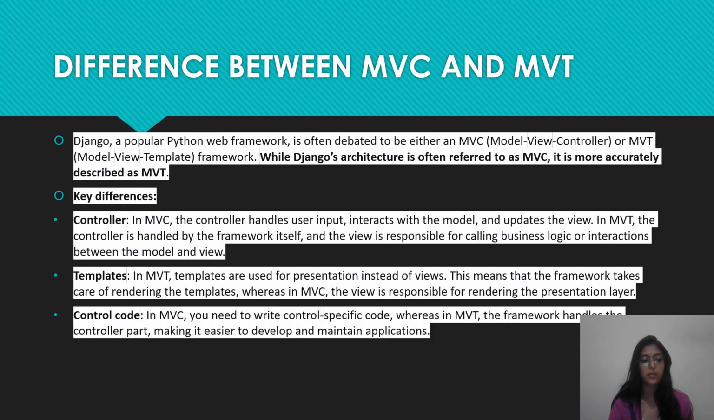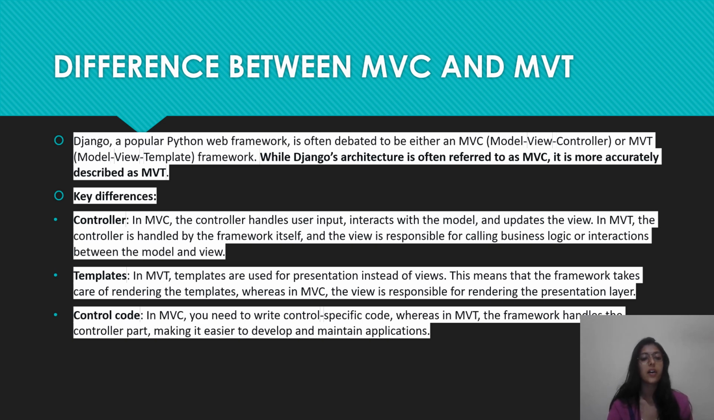Next is the difference between the MVC and the MVT architecture. Django, a popular Python web framework, is often debated to be either an MVC, that is Model View Controller, or MVT, that is Model View Template framework. While Django's architecture is often referred to as MVC, it is more accurately described as MVT, which is Model View Template. The key differences between these two architectures are the controller.